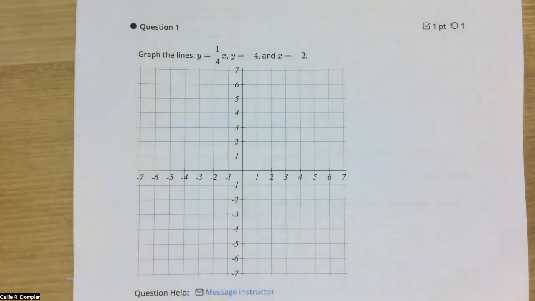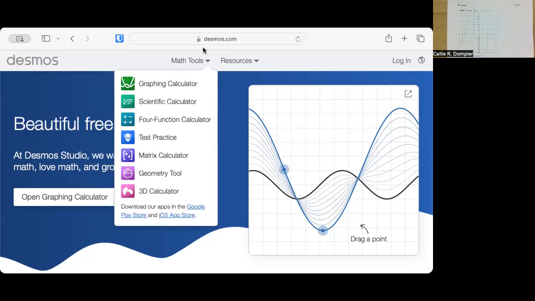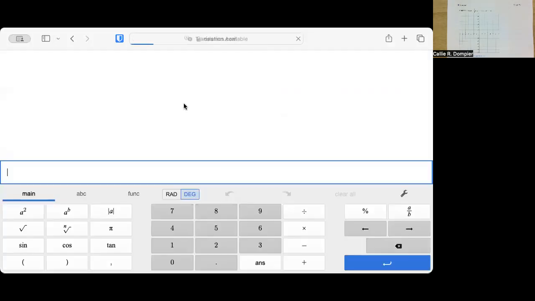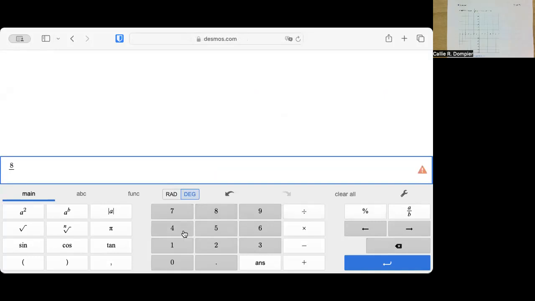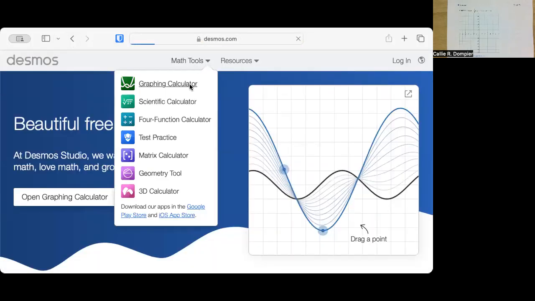So here is how to find Desmos. You just go to desmos.com, and oftentimes the front page will tell you open graphing calculator. If not, go to math tools. Scientific calculator is the one that will simplify fractions for you. Here's the decimal, but if you push that button, it will give you the simplified fraction, or the fraction in simplest form. So that would be desmos.com/scientific, but this unit, you're going to use graphing.